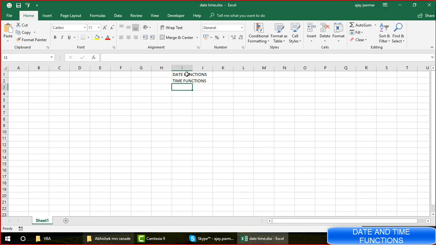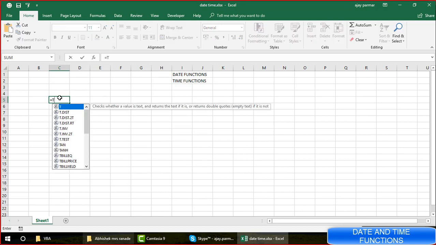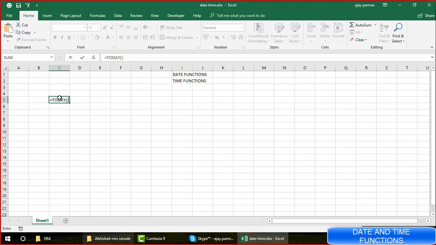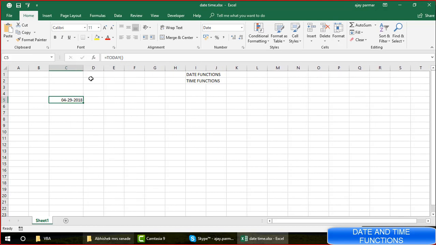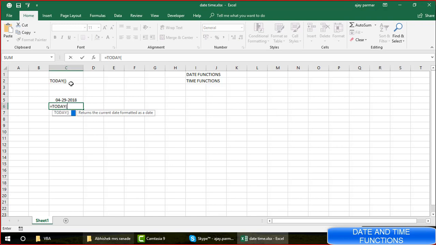So first let's start with the shortcut keys. You must know these things, this is very important. There is a formula called TODAY. When you write equals TODAY and you press enter, you get today's date, the date which is in your machine, right? So that date is going to be picked up. This is your TODAY function. And similarly, if you say TODAY minus 5, for example, this will take you 5 days back, right? So 24th of April.